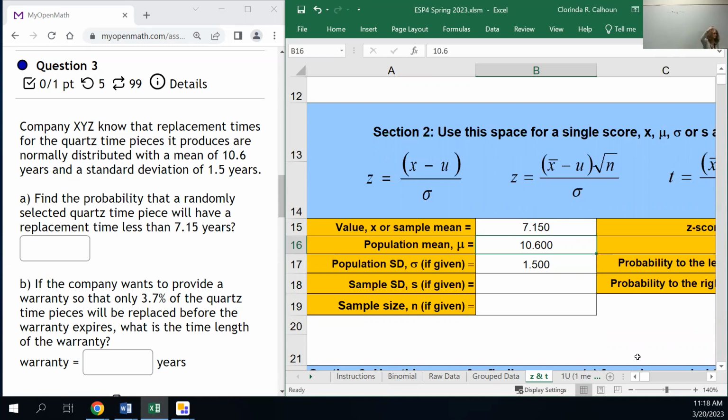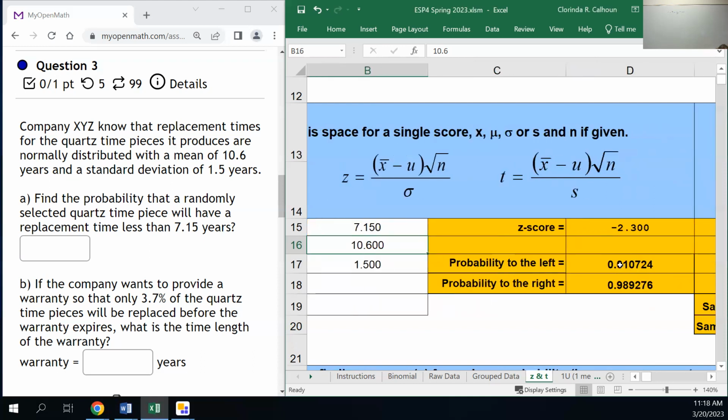Okay, so the value is the first number. Don't do what I started to do. I typed in my mean up there. The mean goes under mu, and the population, the standard deviation is sigma. And then the value is the last number that you were given. That's the top number. And we're looking for less. So copy your left.